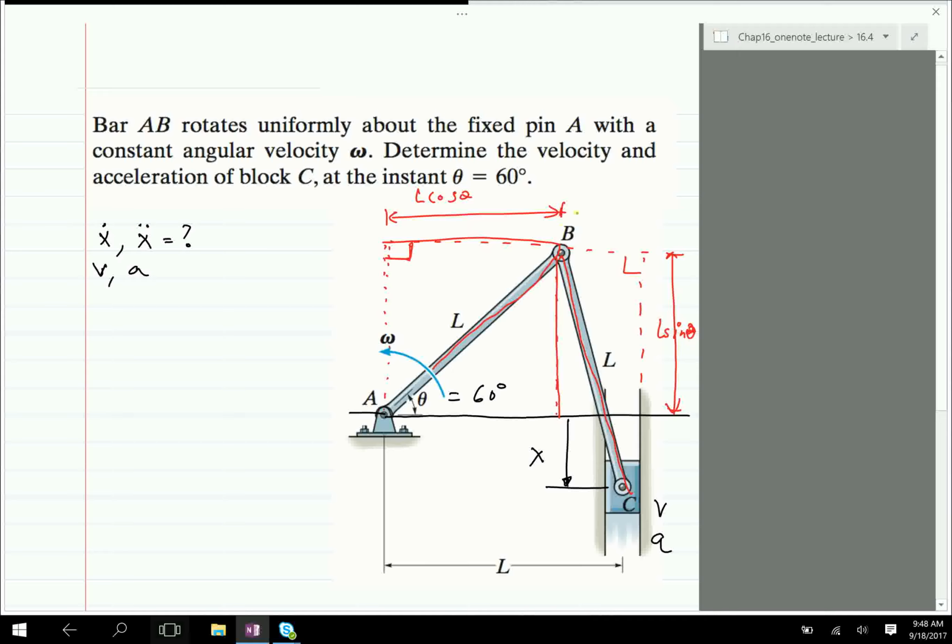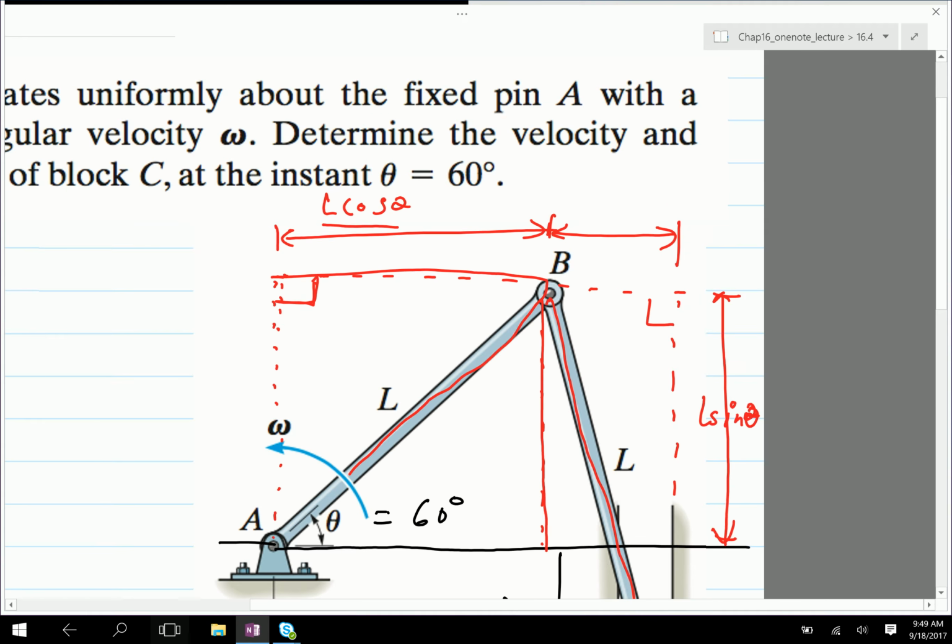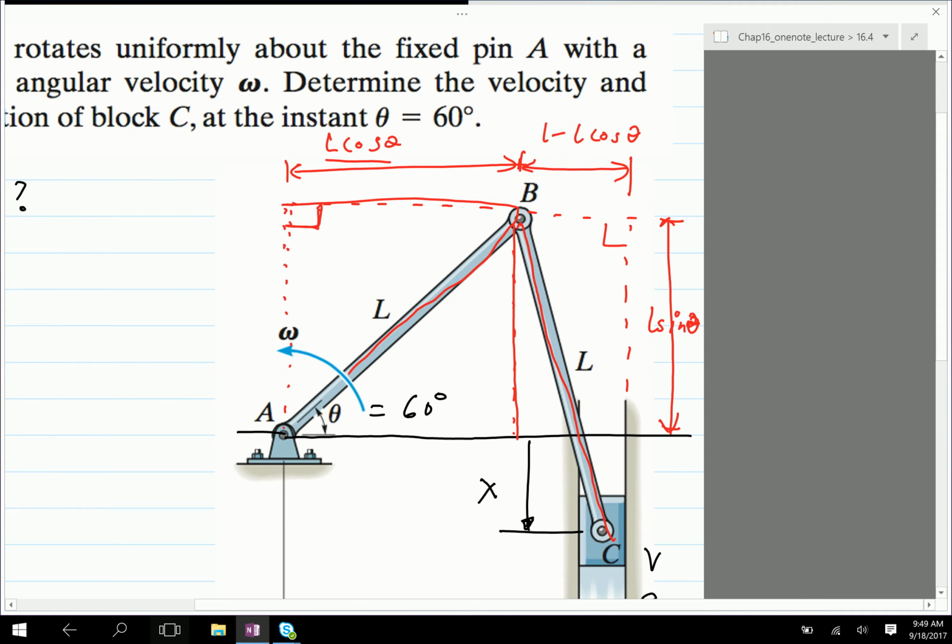Okay, can I find this length? What's that? L minus L cosine theta. How did you get it? So this is L. You get it from here. This is L, right? You're given L and you're given L cosine theta. So this has to be L minus L cosine theta. Okay, is that good enough to find X?